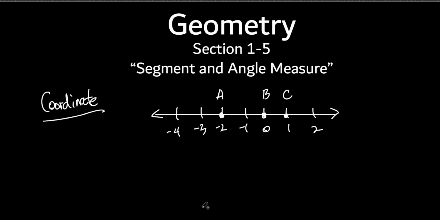All right. What about point B? What's the coordinate of point B? 0. Coordinate of point C? 1. Very good. Pretty simple, right? That's our starting point. That's what we need to know. So let's go from there.